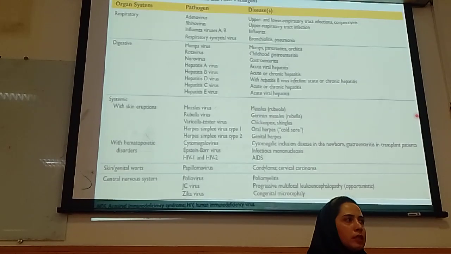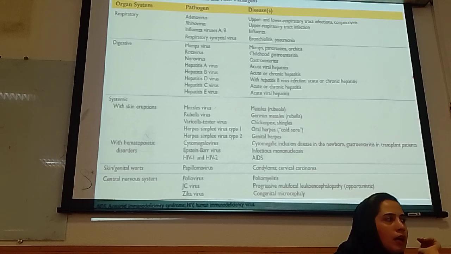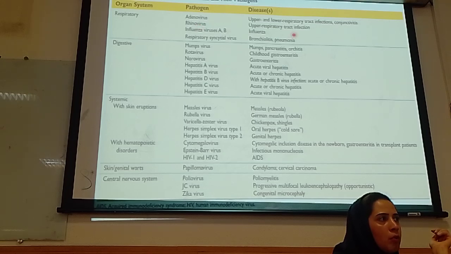Here you see in this table different viruses causing diseases in different organ systems. And I think you know them. For example, adenovirus causes upper and lower respiratory tract infections, rhinovirus, influenza virus, and other types.